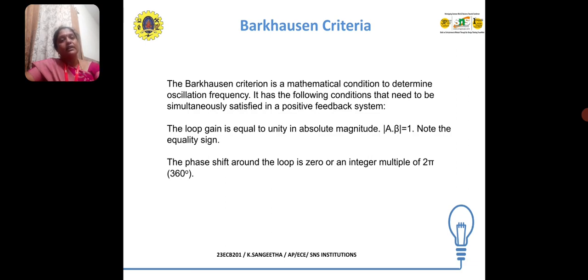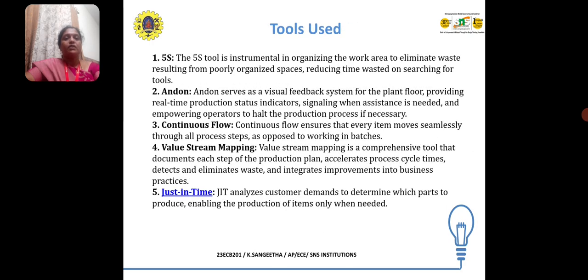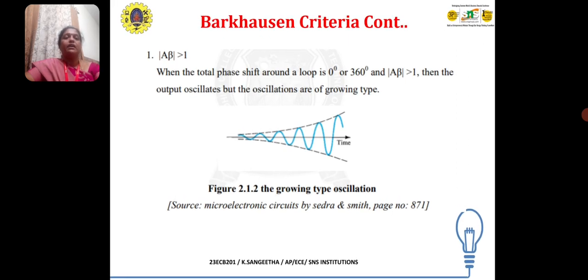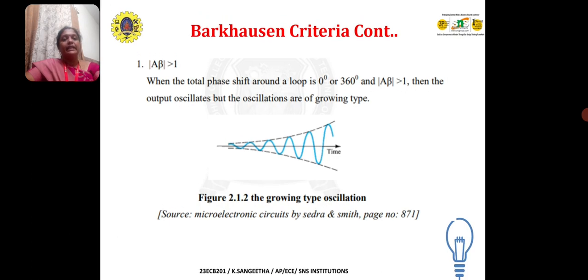So let us see the conditions. If A beta is greater than 1, the circuit gives growing type oscillation. It is clearly shown in the image. When the total phase shift around the loop is 0 degree or 360 degrees, and A beta is more than 1, then the output oscillates, but the oscillations are of growing type.